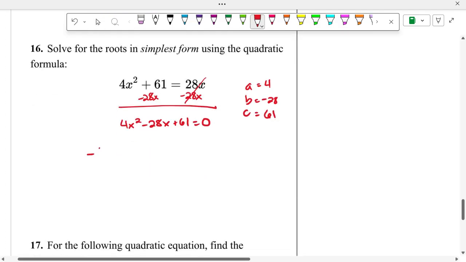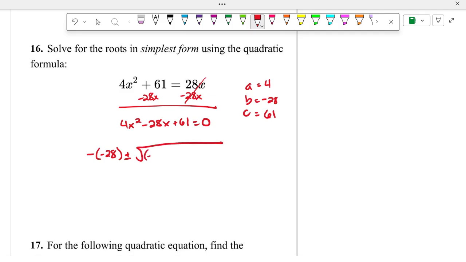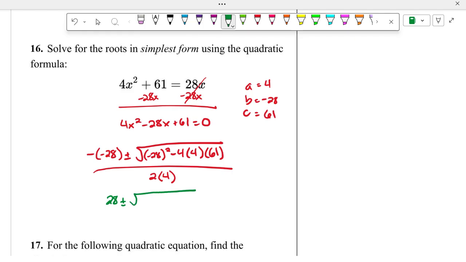So this would be negative times negative 28 plus or minus the square root of negative 28 squared minus 4 times 61, all over 2 times 4. So this would be 28 plus or minus the square root. Someone put what's under the radical in their calculator for me, all over 8.